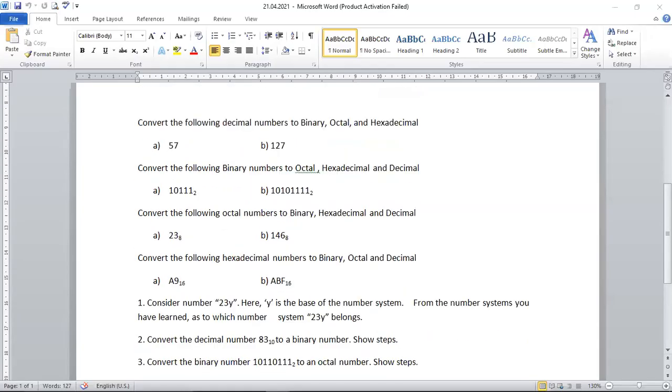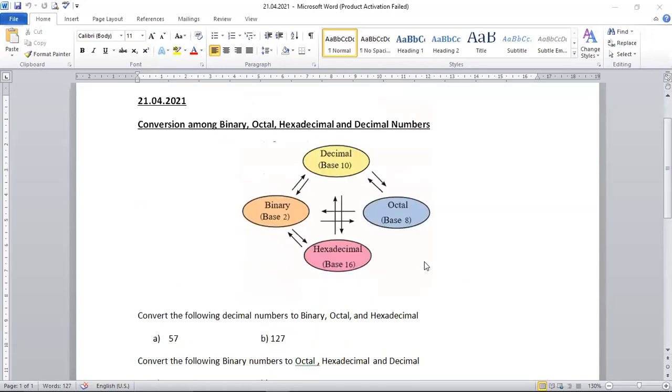So almost we have come to the end of the lesson. Conversions, binary to octal and the hexadecimal thing. Just put the date and draw this diagram: conversion among binary, octal, hexadecimal and decimal numbers. Just copy down this diagram. This is also in the textbook.